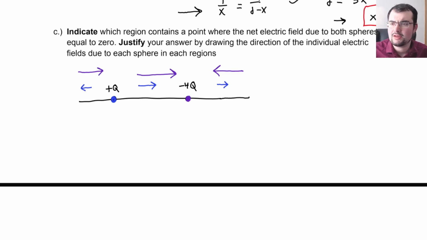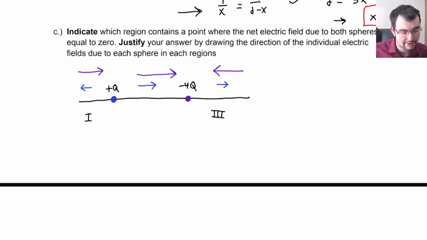So if we look at the potential spot for the E field to cancel, the only possible place it could cancel is going to be this region. We know it's not going to be the middle. And now we have to decide: is it region 1 or is it region 3?